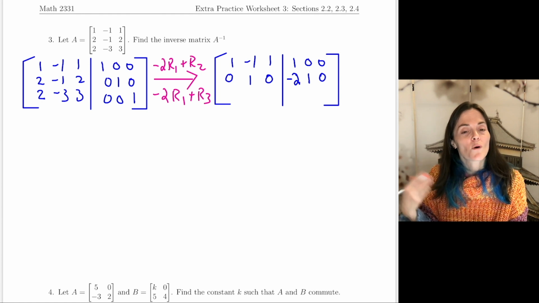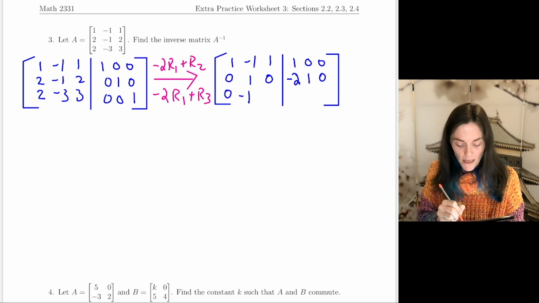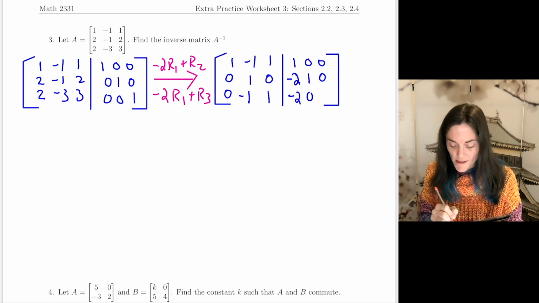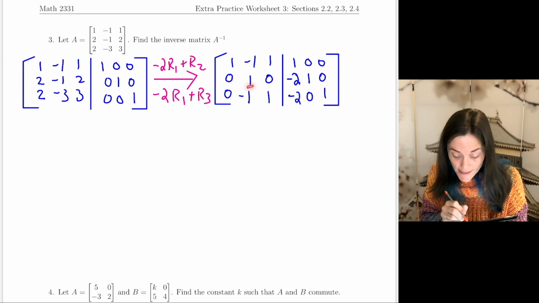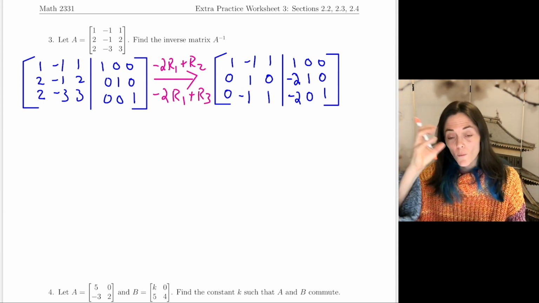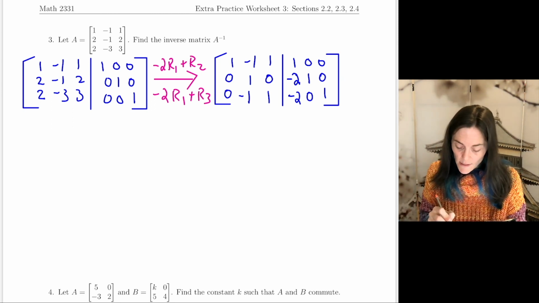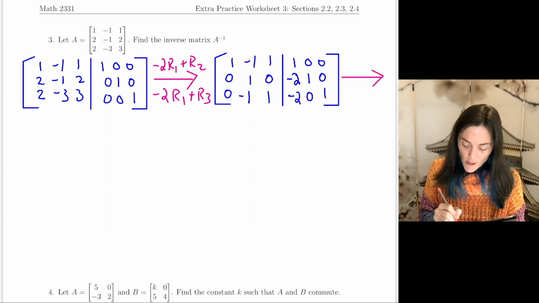Now, -2 row 1, add it to row 3. We have 0, -3 plus 2, and 3 minus 2. And then we have -2, 0, 1. We see my next leading 1 is in the 2, 2 position. I want to make this -1 underneath that 0. So let's take row 2, add it to row 3.